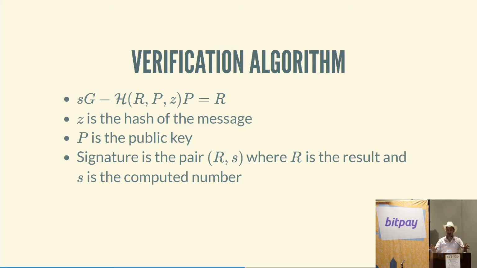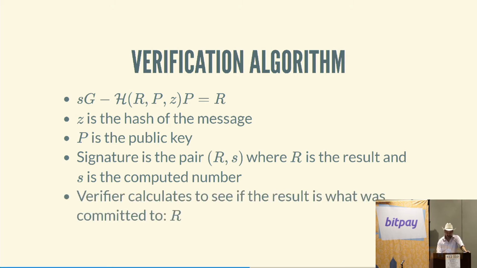Okay, that's enough to actually run this equation. And the verifier calculates to see if the equation on the left side, SG minus hash of R, P, and Z times P, equals R. And if it does actually go to R, then they know that whoever signed it knows the secret. That's the key. That's what all signature and verification algorithms essentially do.